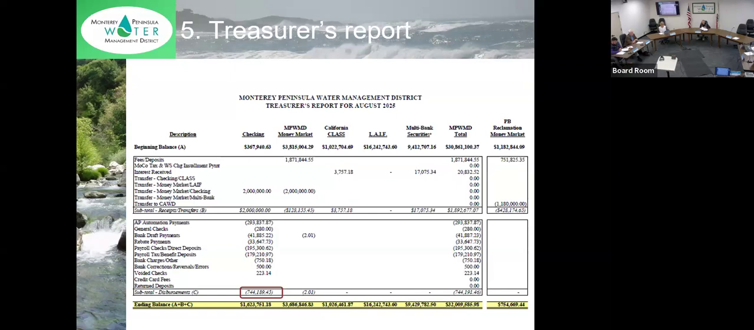We generally book reserves at the very end of the year when we know how much revenue and expenditures have happened, and if we have enough funds to book the reserves. And we were able to do that for fiscal year 24-25. And we were able to book all the reserves that we had budgeted.